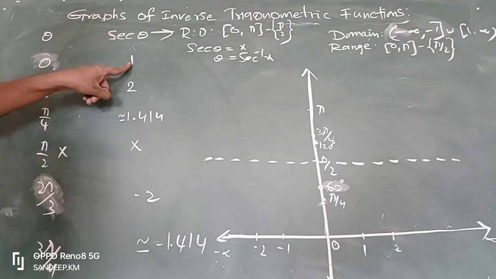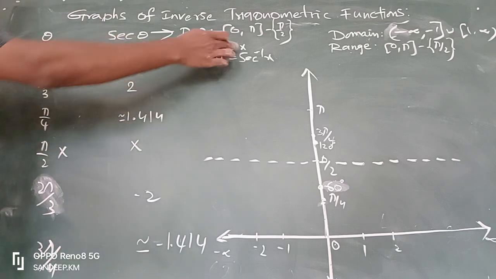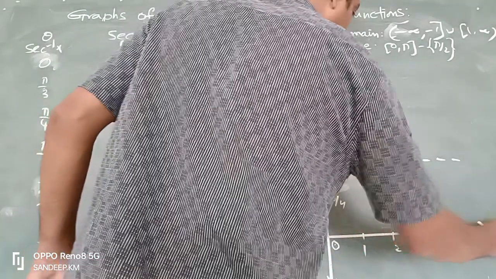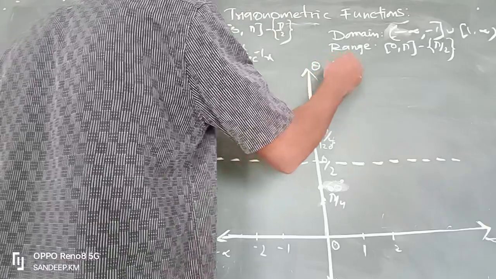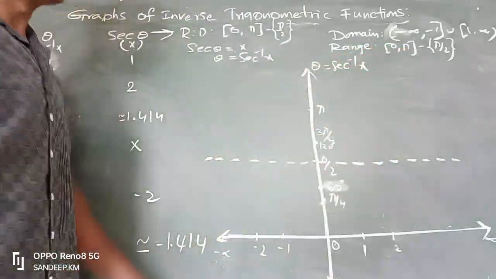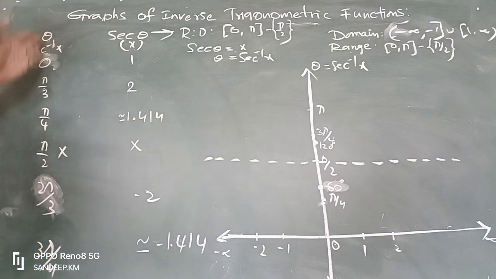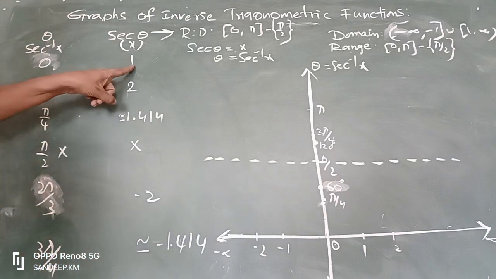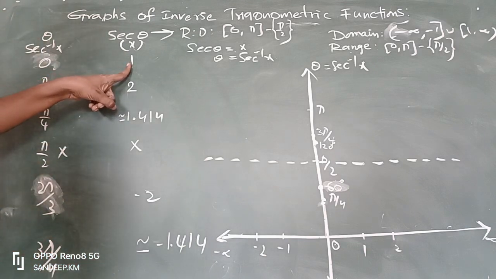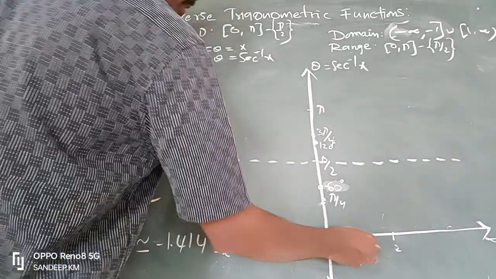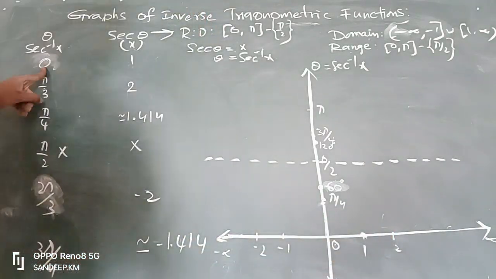When input is x, if secant theta is equal to x, then theta will be secant inverse x. So the input is x and the output is theta equal to secant inverse x. When input x is equal to 1, the output is 0. The graph point is here.